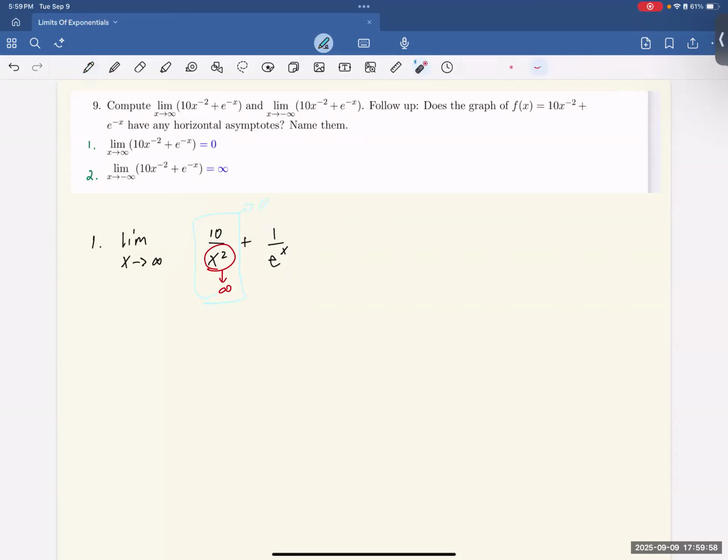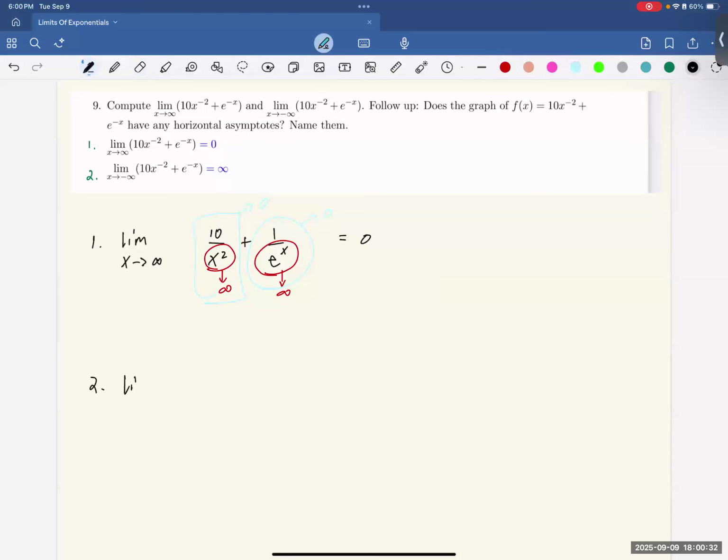Anytime you have a fixed number over a denominator getting big, whether it's positive or negative, it goes to 0. And then similar idea on the next term, 1 over e to the x. Denominator gets big. The entire fraction goes to 0. So we have 0 plus 0. This is 0.